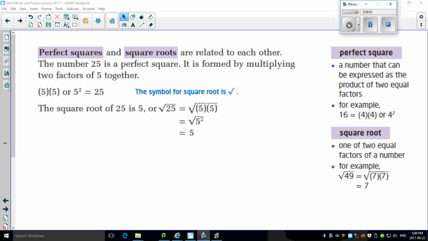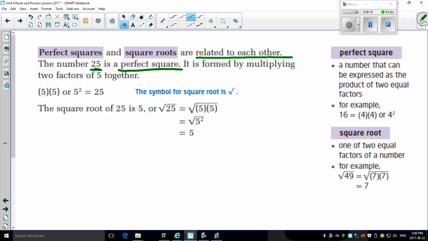So I guess this all boils down to something called perfect squares and perfect cubes. Take a look at this. What is the difference between a perfect square and a square root? Perfect squares and square roots are related to each other. Look at this. Take a look at the number 25. This is called a perfect square.